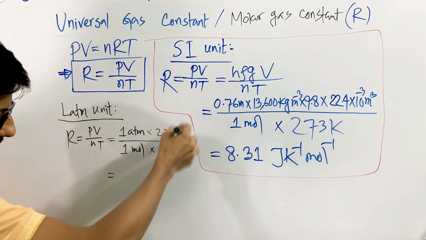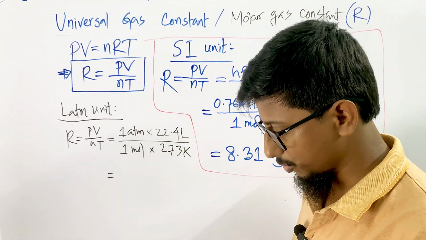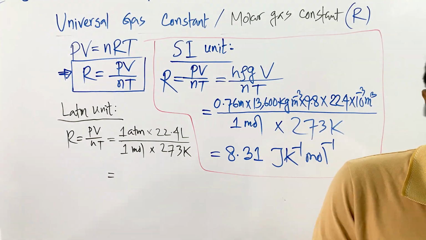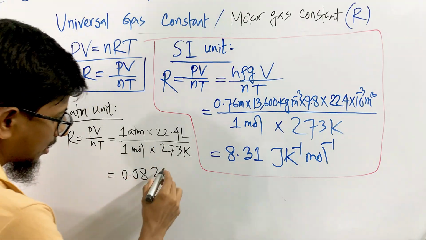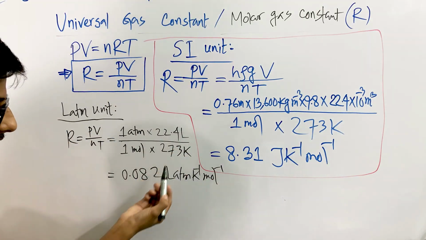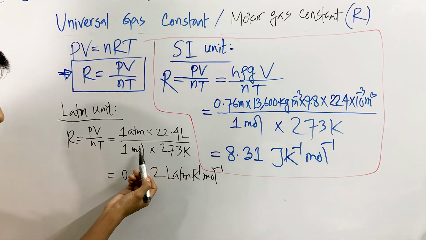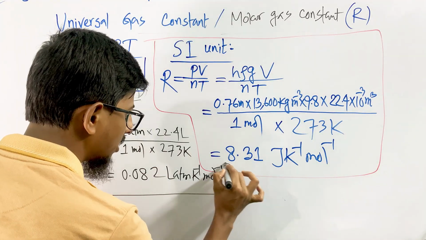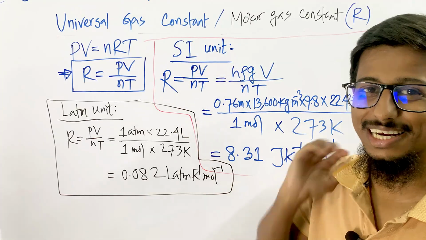If I do all this calculation, I have 22.4 divided by 273, and I get 0.082, and the unit is liter atm per Kelvin per mole. You know how? Because liter times atm, and then if I take the denominator to the numerator, I get Kelvin inverse and mole inverse. So this is the liter atm unit. So R is found in liter atm unit. I hope you understood how to calculate the universal gas constant now.